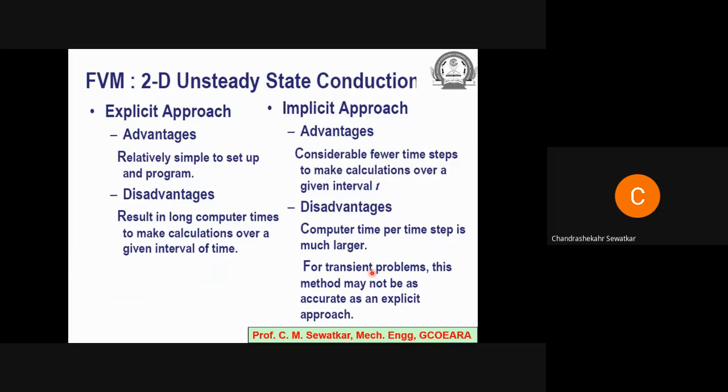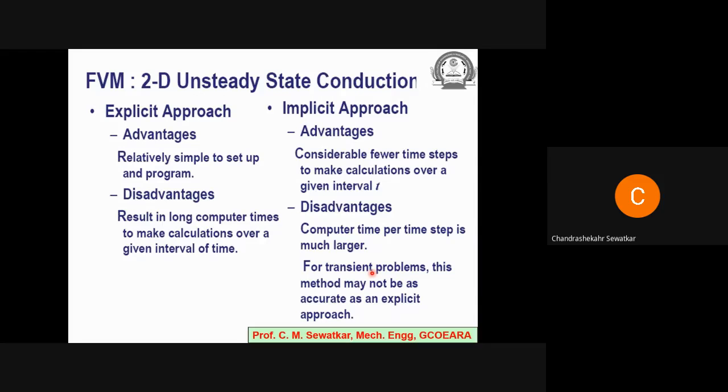Explicit and implicit methods have certain advantages and disadvantages, which are enumerated here on the slide itself. It's very straightforward to understand. In an explicit method, it's relatively simple to set up the program, because we have one equation and one unknown. So we can solve that very easily, and hence the explicit approach is relatively simple to set up and program. But the disadvantage of the explicit method is that it results in long computer times to make the calculations over a given interval of time.